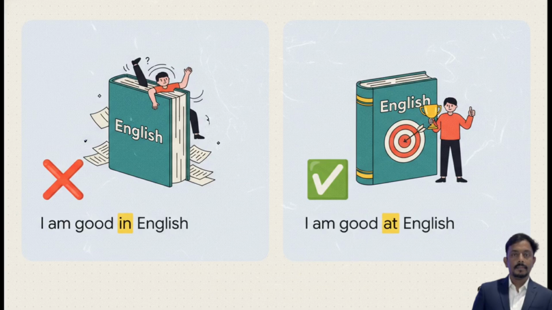But for some reason, in English, we're always good at a skill. So you're good at English, good at soccer, good at painting. "At" is the word you want for skills.